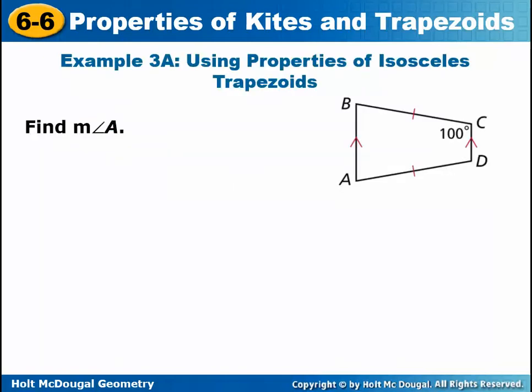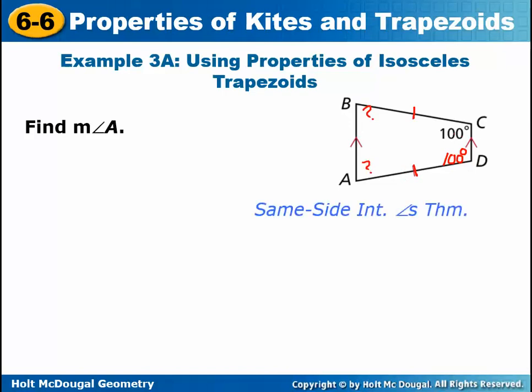All right, so in this one, it says find the measure of angle A. We know it's isosceles because these two sides are marked congruent to each other. We know it's a trapezoid because one pair of opposite sides are parallel. We know this is 100. We could also know that this is 100 because the base angles are equal to each other. How are we going to find measure of angle A?